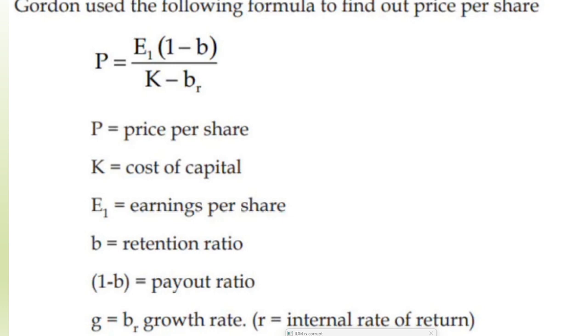Now Gordon has given the Gordon's formula. Let's see. P is equal to E1 (1 minus b) upon K minus br. P is the price per share. K is the cost of capital. E1 is the earning per share. b is the retention ratio, and 1 minus b is the payout rate. And g is equal to br, which is the growth rate, and r is the internal rate of return. And here, to calculate the dividend, you should multiply by this 1 minus b.